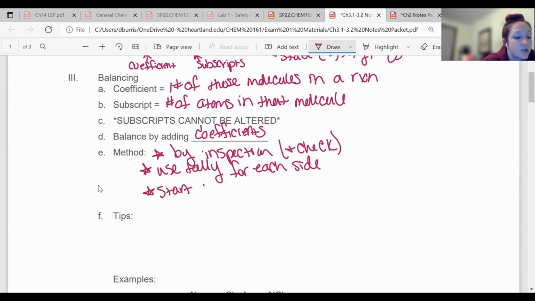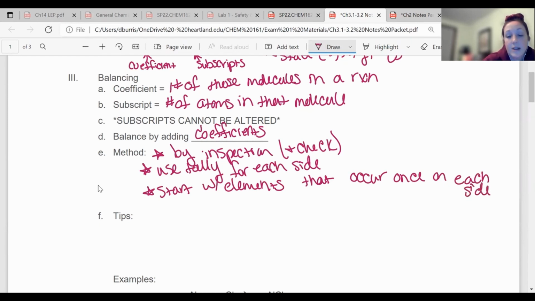And you want to start with elements that occur once on each side, so the reactant side and the product side. That'll make it easier.